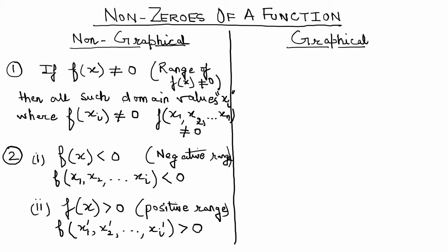In short, when we are talking about the non-zeros of a function, we are not interested in the zeros. The word non-zero refers to either less than 0 or greater than 0, which is either the negative range of the function, and thereafter we are interested in knowing all such domain values where the range of the function is negative, along with all such domain values where the range of the function is positive. Okay, let us try and understand this graphically. For this, we would just take up a graph.